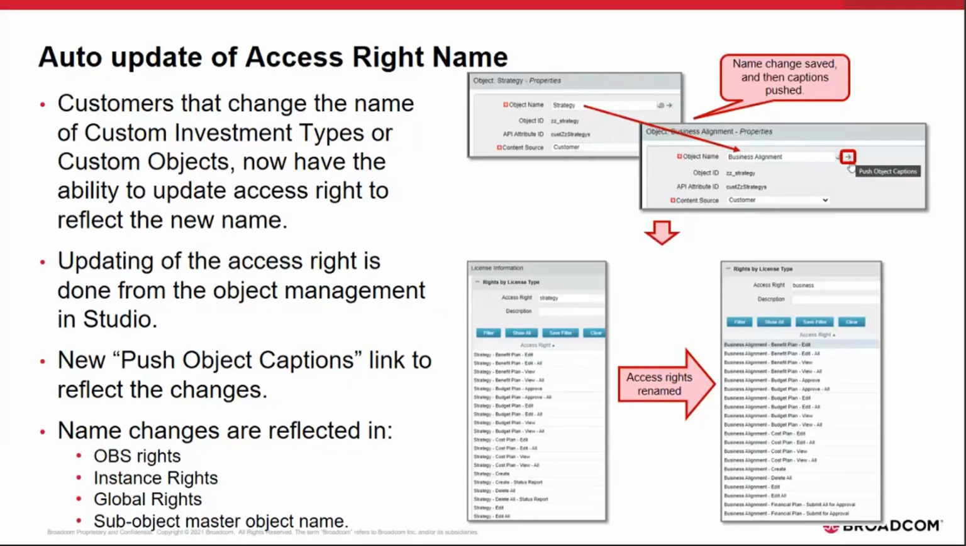So starting 15.9.3, we have the capability to just push the name changes so that the name changes are reflected in OBS rights, instance rights, global rights, and the subobject master object name. The way this is done is by using the new push object captions link that is available in Studio. This push would need to be performed in order for the right name changes to occur. If you do not do that, then the name for the access rights will continue to remain the same as it did in the past.